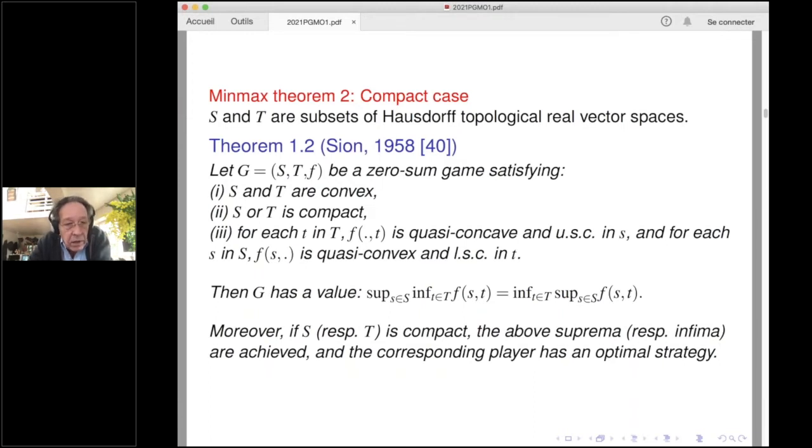And for every T, the payoff of player 1 is quasi-concave and upper semi-continuous with respect to S. It means that the upper level sets of F of T are closed and convex sets. Similarly, for every S in capital S, F of S is quasi-convex and lower semi-continuous in T. Then the game has a value, so sup inf equals inf sup, and the player that has a compact set of strategies has an optimal strategy.